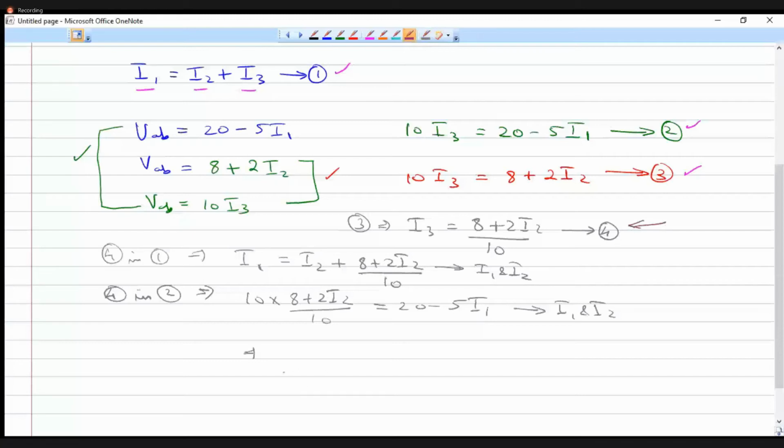So as you said, the final answer you should get is I1 equal to 2 ampere and I2 equals I3, which is equal to 1 ampere. See that you are getting this result after following this method.